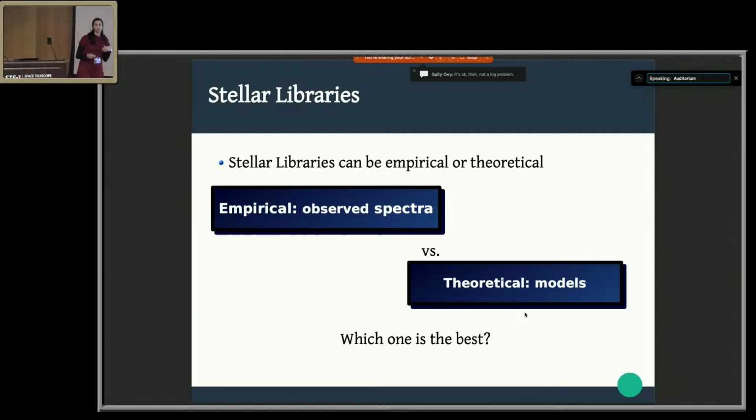And there are two main ways to build a stellar library. There's an intermediate one too, but I'm not going to talk about it. You can build a stellar library empirically, meaning you have a bunch of observed stars that you transform in a spectral library, or you can have a theoretical library, meaning that you build models to create the spectrum of your stars, and then you put this into the stellar population modeling to create a stellar population model. Which one is the best?